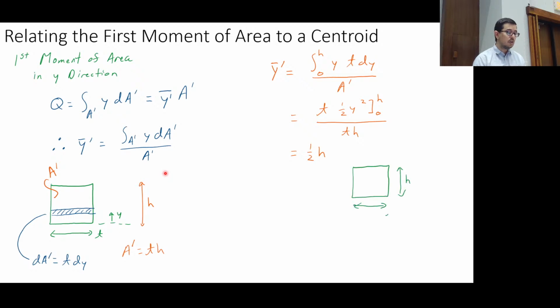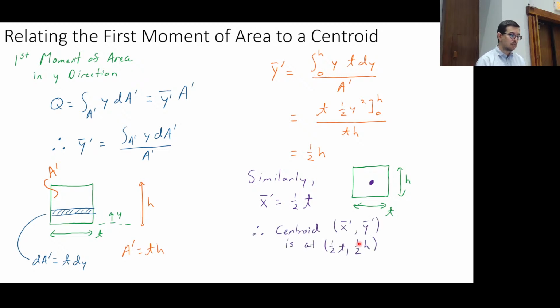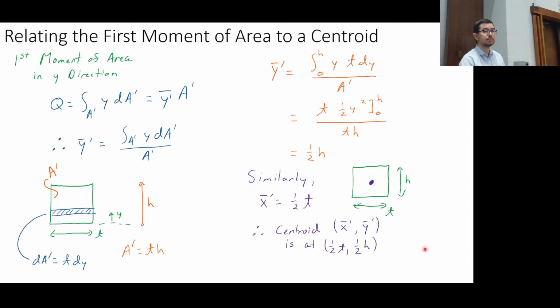So if I were to balance this thing, here's the point on which I would balance it, this is the centroid, and this is halfway up H. If I were to do this integral with respect to x, then it would be half of t for the x coordinate. So similarly, x bar prime is equal to 1/2 t, and so we have that the centroid is going to be at 1/2 t, comma 1/2 h.